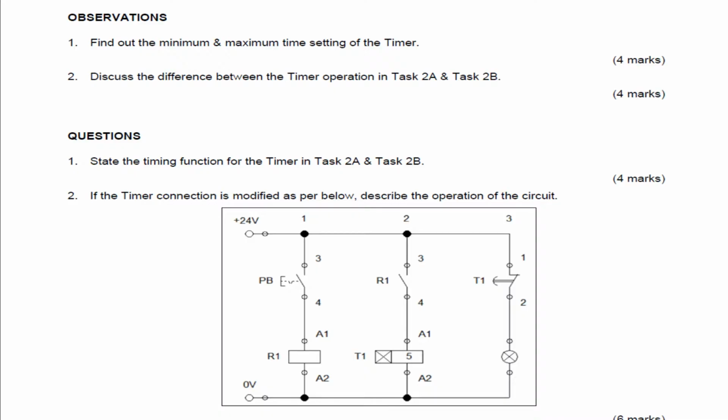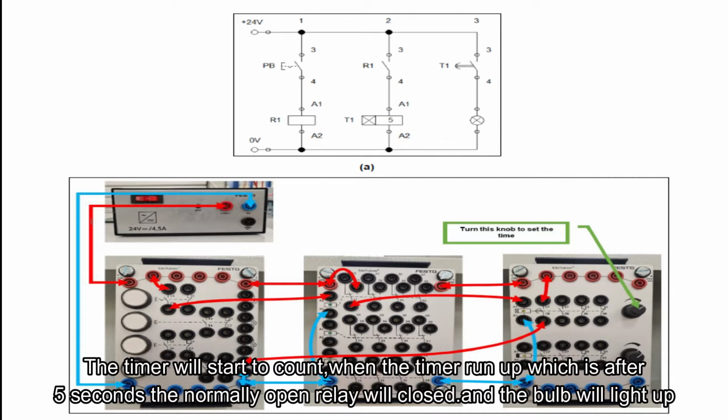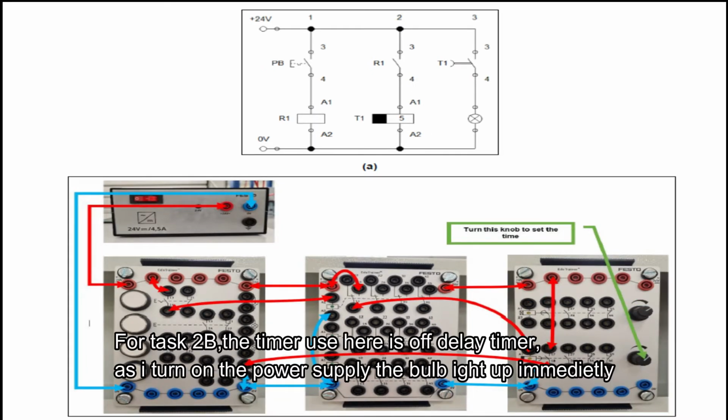For observation 2, discuss the difference between the timer operation in task 2A and task 2B. In task 2A, the timer used here is an on delay timer. As I turn on the power supply and push the button, the timer starts to count immediately. When the timer runs out, which is after 5 seconds, the normally open relay will become closed and the bulb will light up. For task 2B, the timer used here is an off delay timer.